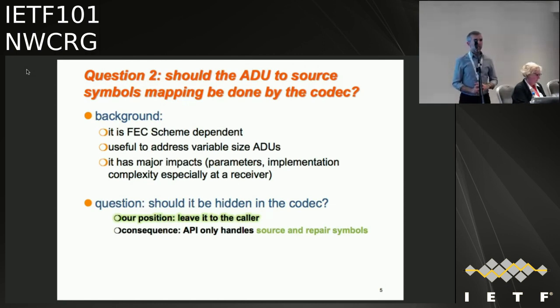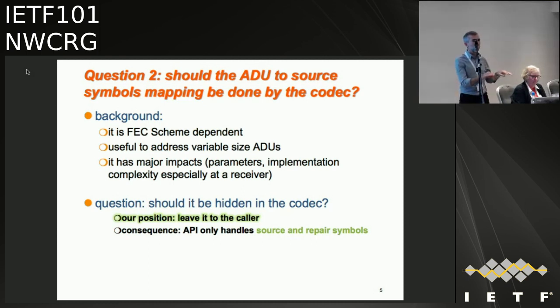Second question is now one of those questions. Where should you do that feature? Should it be inside the codec? Should it be on top of the codec? So should the API consider this or not? So that's the first example. Should the ADU, the application data unit, the message from the application, let's say, should this ADU to source symbols mapping be done inside the codec or on top of the codec?